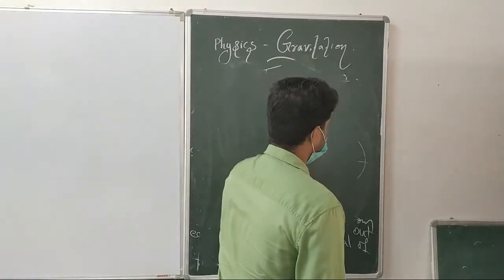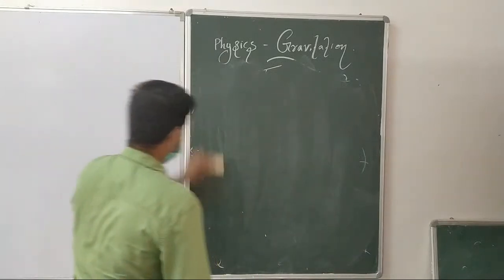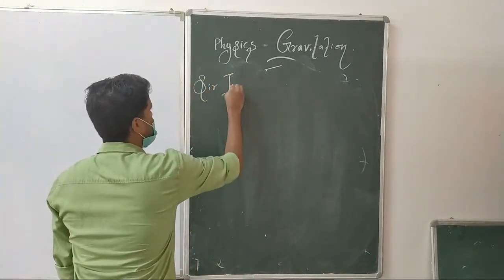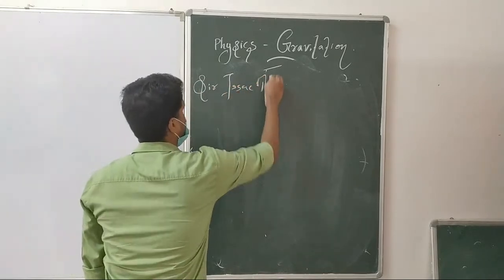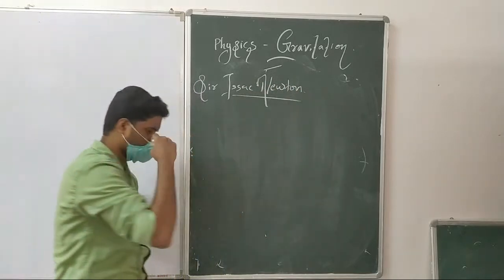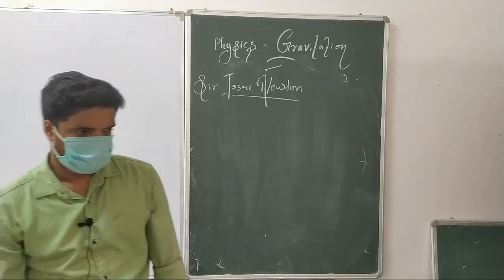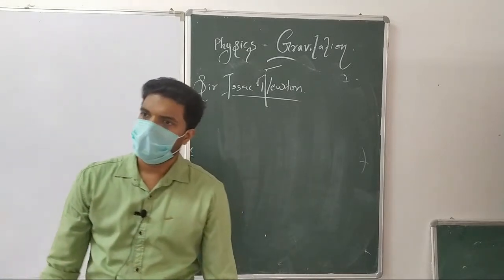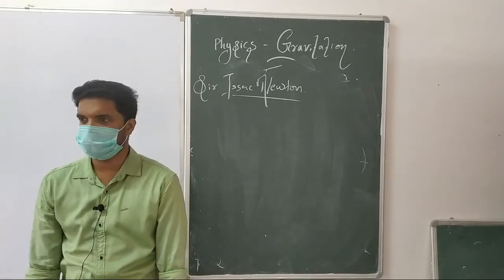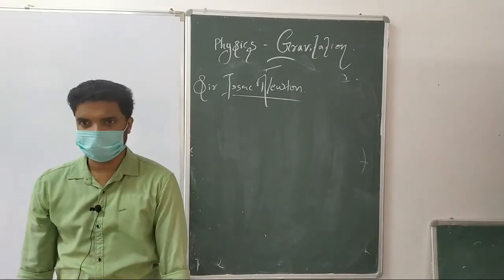Newton's universal law of gravitation, it was found out by whom? Isaac Newton. He was a great mathematician actually, not a physicist. Mathematician in the sense that he found out many mathematical ideas such as sets, matrices, differential equations, integral results. All these things were found out by Sir Isaac Newton.